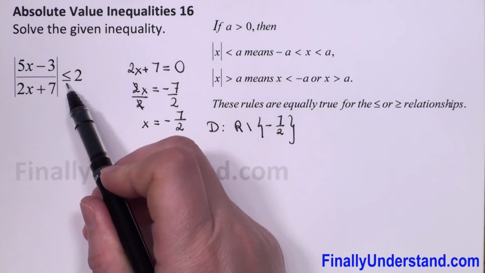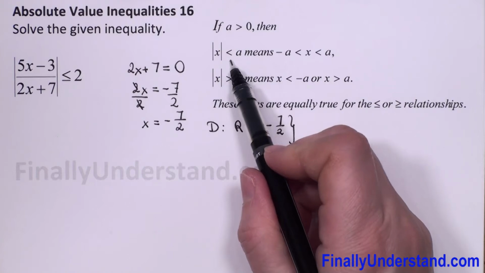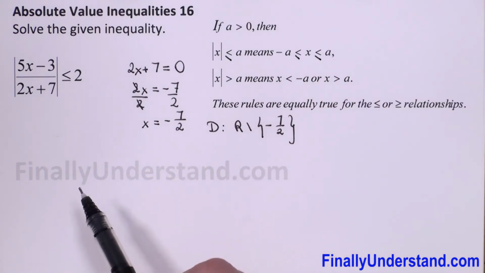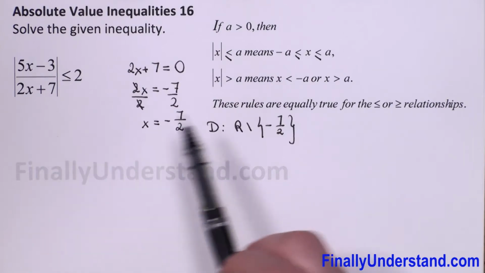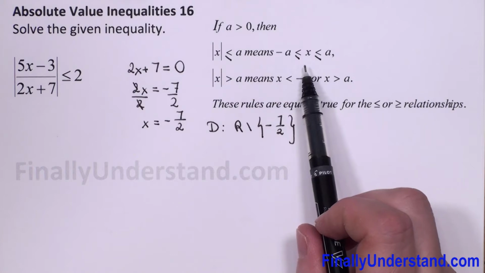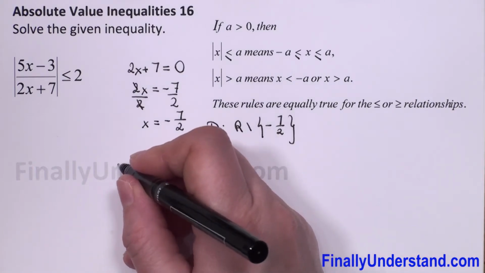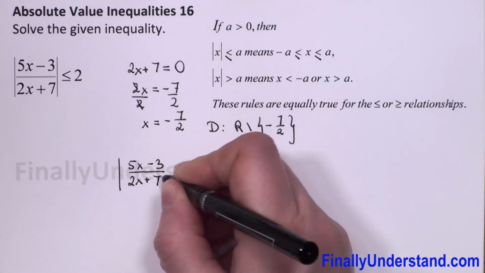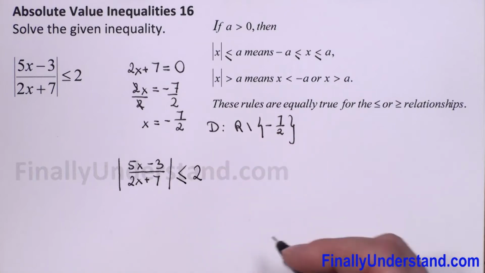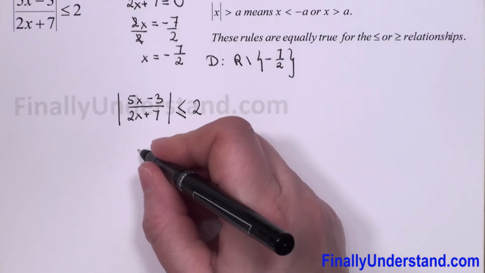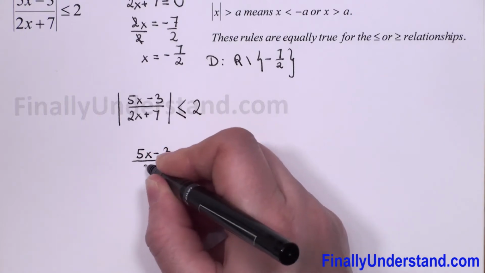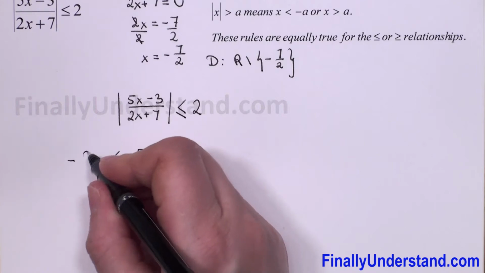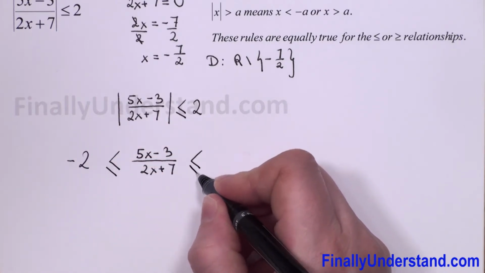Because we have the sign less than or equal, it means we have to use the first rule. We have to only add the equals sign to our rule. So we have to rewrite our inequality to a double inequality without absolute value bars. Let me copy this example first. We have the absolute value of 5x minus 3 over 2x plus 7 is less than or equal to 2. So we will have 5x minus 3 over 2x plus 7 is greater than or equal to negative 2 and less than or equal to 2.